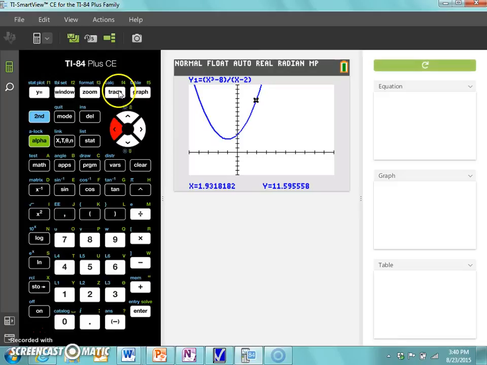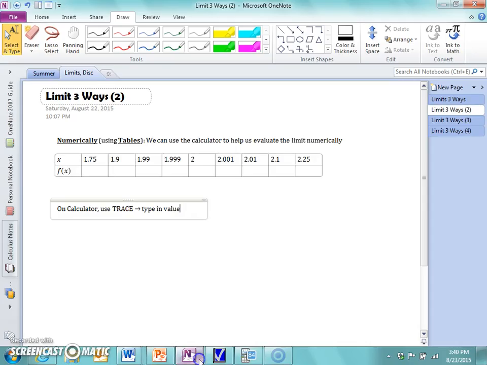Okay, so what I'm going to do is I'm going to make sure it's still on trace. And I'm going to type in 1.75. Some of you already do this if you're not aware of this. This is a way quicker way to evaluate a function. You get 10.5625. So what you'd want to do is write in 10.5625. So pause the video, copy this table down, take a minute, and type in the rest of the x values to get y values.